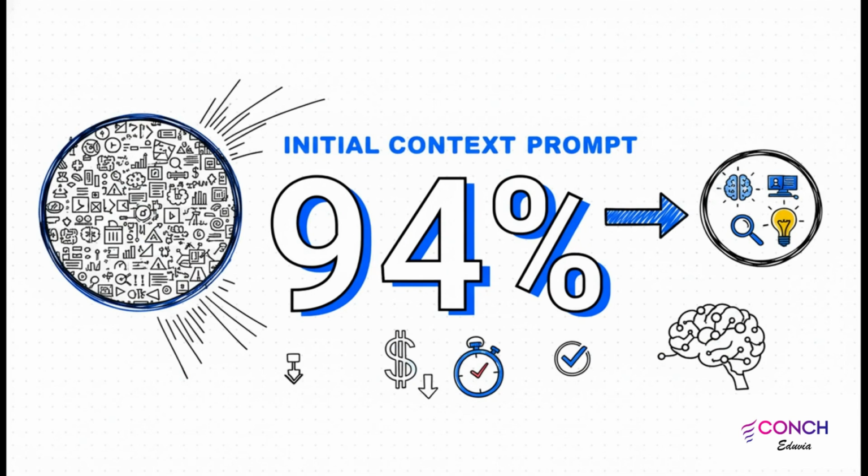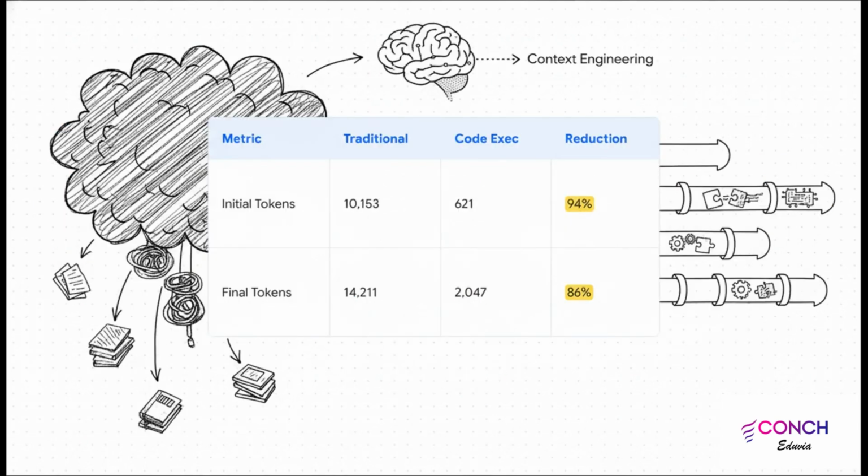94%. A 94% reduction in the initial context tokens sent to the model. Just let that sink in for a second. By simply not force-feeding the LLM every tool definition right from the start, the prompt became dramatically smaller, cheaper, and way more focused. But hold on, the full story here is even more impressive. That 94% reduction, that's just the tip of the iceberg.